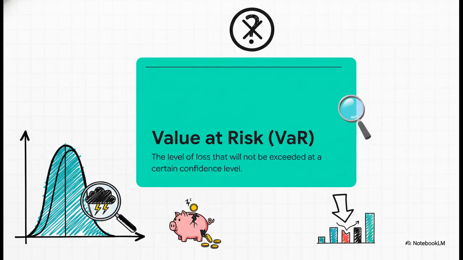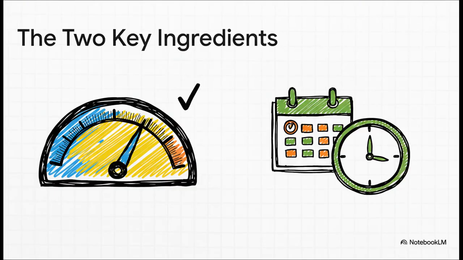Okay, so what exactly is value at risk? Or VaR, as everyone calls it. Well, imagine you could take all the crazy, complex risks in your entire portfolio. We're talking stocks, bonds, currencies, you name it, and just boil it all down into one single, easy-to-understand number. That's the magic trick of VaR. It's designed to tell you, here's the level of loss that you probably won't go past, all within a certain level of confidence.